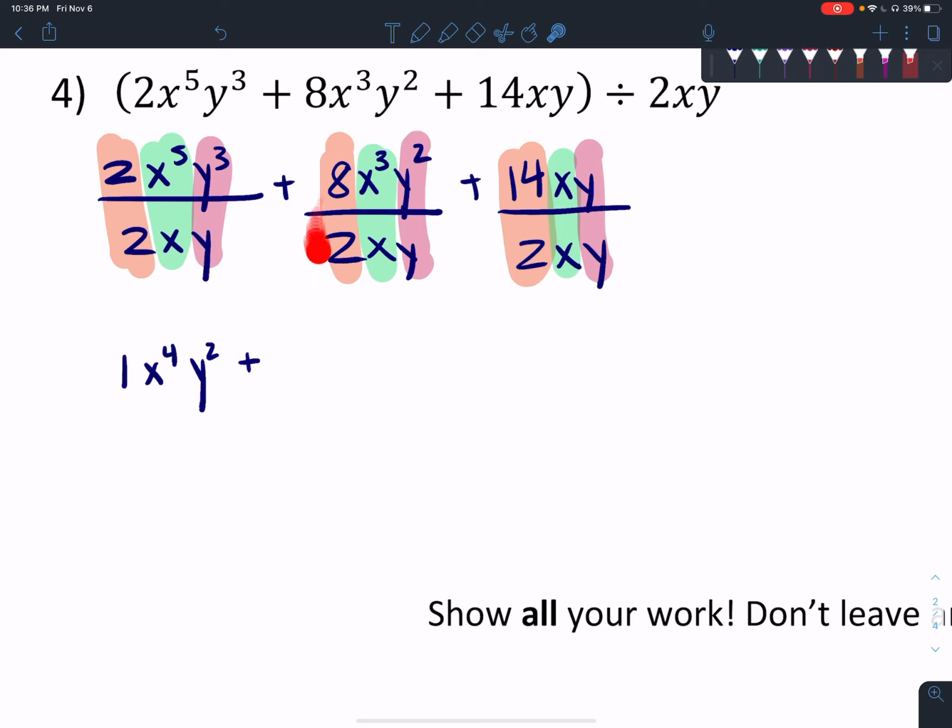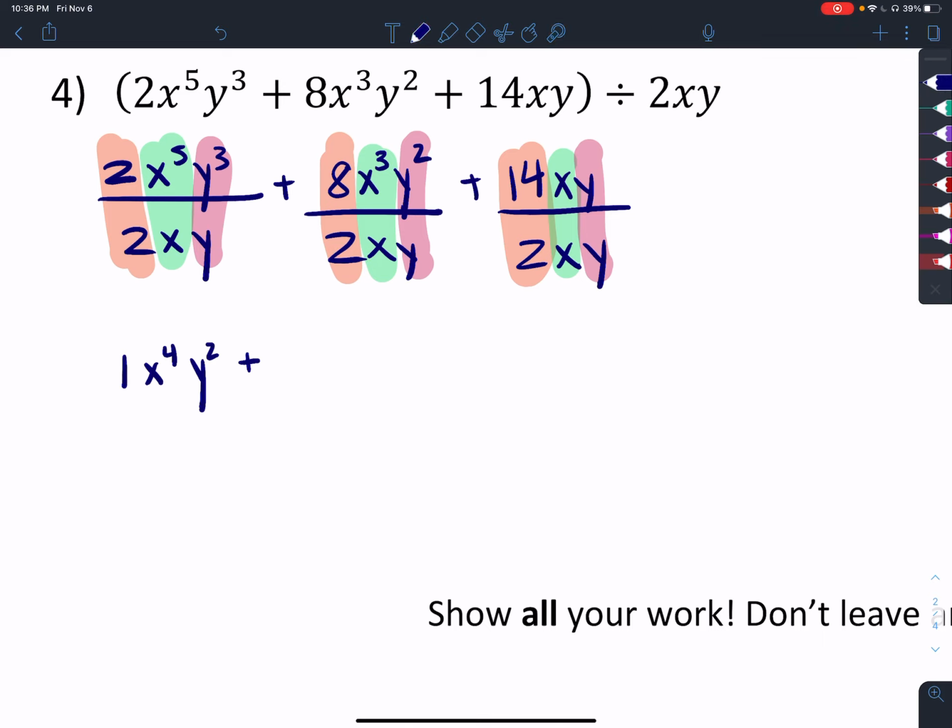Okay, so now for our second piece of our little divisions, 8 divided by 2, we get 4. x cubed divided by x squared, y squared divided by y, we get just 1y. Now we have 14 divided by 2, that's 7. And then this part is important to remember. So here we have x divided by x. That's equal to 1. But because we have this 7 here already written, we don't have to write anything.